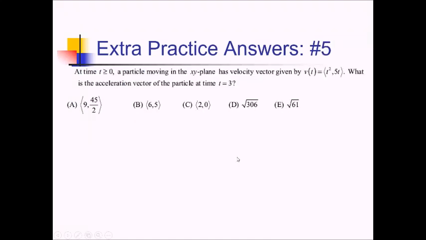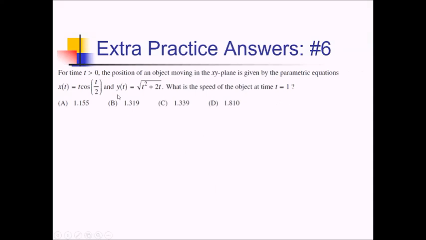For this problem, we have a particle with a velocity vector given by these components here, t squared and 5t. We want the acceleration vector at time 3. So since we've already got velocity, we just need to take the derivative of that and plug in 3. So for our acceleration general vector, we've got 2t, comma 5. Plugging in 3 now, that's going to be 2 times 3, comma 5, or 6, comma 5. Choice B.